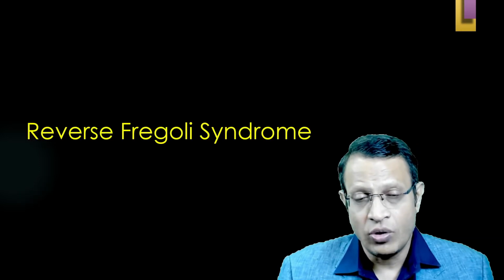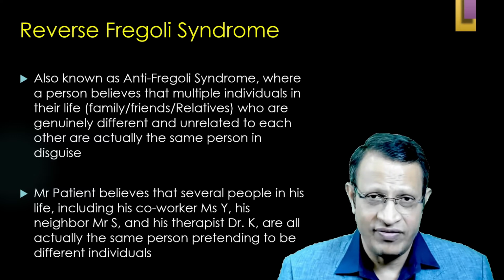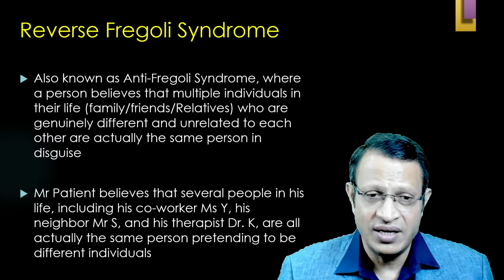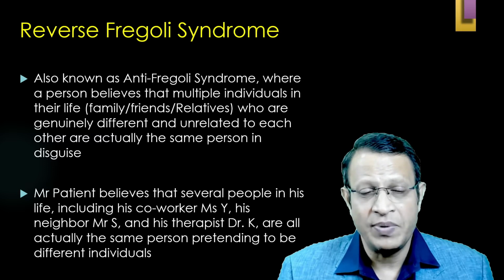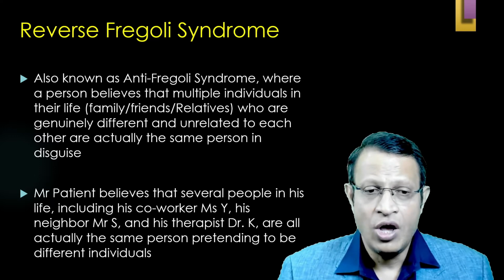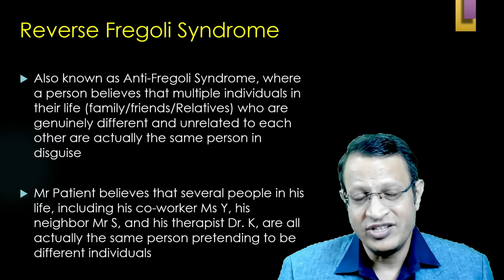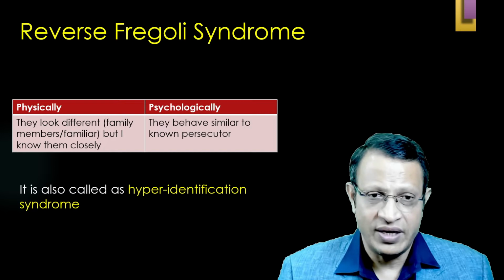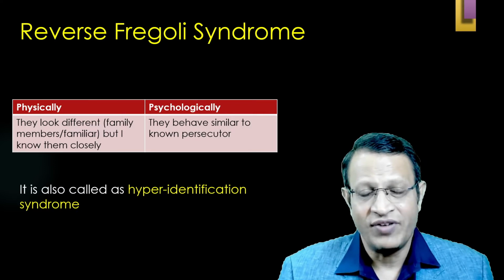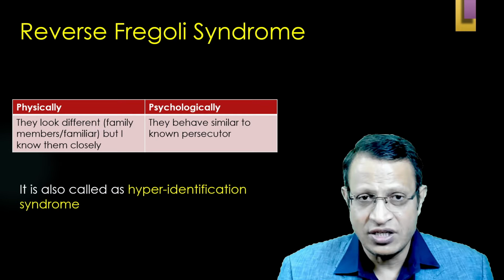Similarly, there is something called reverse Fregoli syndrome. It is also called anti-Fregoli syndrome, where a person believes that multiple individuals in their life, such as family, friends, relatives, who are genuinely different and unrelated to each other, are actually the same person in disguise. The patient believes that several people in his life, including his co-worker Miss Y, his neighbor Miss S, and his therapist Dr. K, are all actually the same person pretending to be different individuals. That means the persecutor is coming disguised as various people, my dear friends. They look different, but they are family members or familiar persons. But the persecutor is coming in disguise in front of him. That means he is able to recognize them because of their behavior. Hence, it can be considered hyper-identification syndrome, my dear friends.